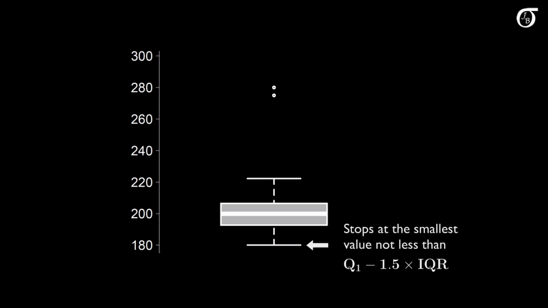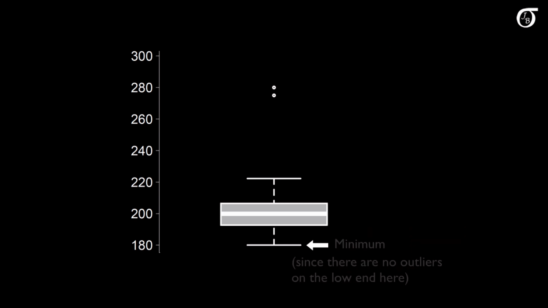The bottom whisker stops at the smallest value that is not less than Q1 minus 1.5 times the interquartile range. Anything smaller than that is considered an outlier by this rule. Here, there are no outliers on the low end, so the bottom whisker stopped at the smallest value. This is far from the only outlier rule in statistics. There are many different rules and guidelines used in different situations. But this is a commonly used rule in box plots, and it's pretty reasonable.